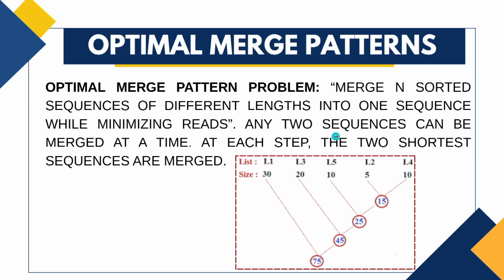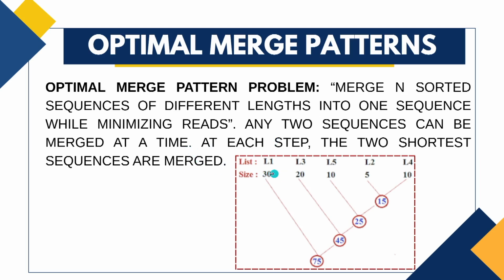Any two sequences can be merged at a time. This is also one of the constraints: we cannot think of merging more than 2 at a time. We proceed by merging 2 sequences at a time, and at every step we merge 2 of the shortest sequences into one, and we keep on doing this till we get the final output as a single sequence.